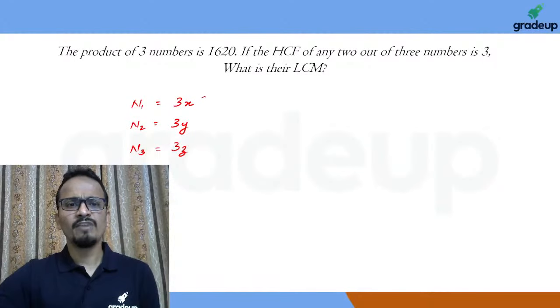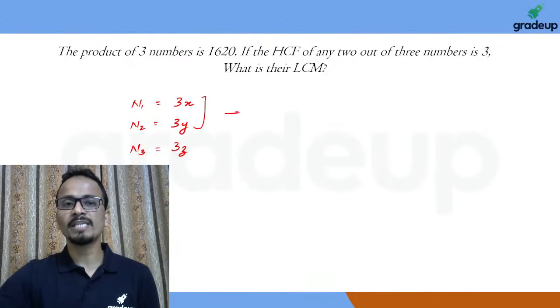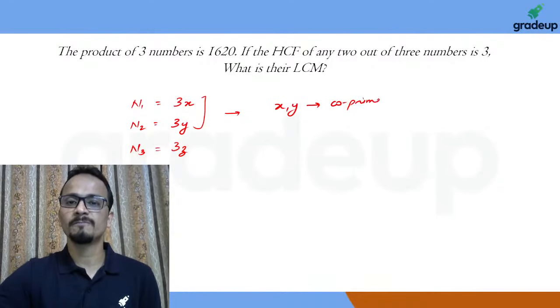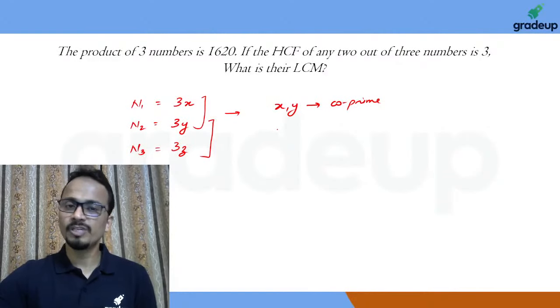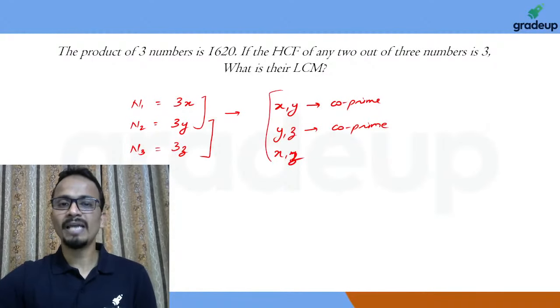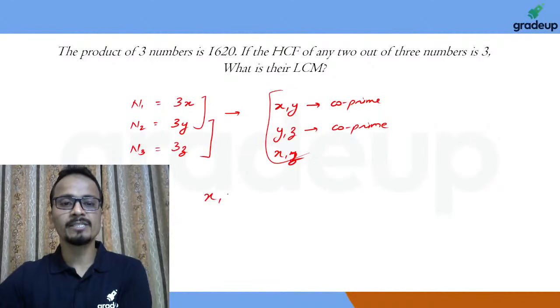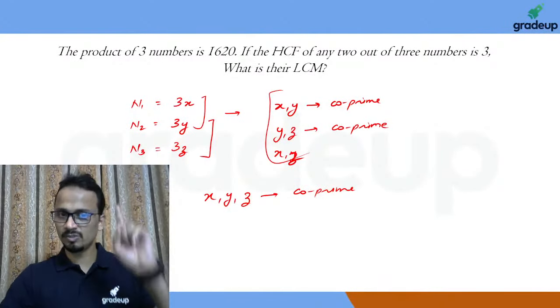Now here, for N1 and N2, their HCF is 3. So I can say that x and y will be co-prime with respect to each other. Also, the HCF of N2 and N3 is 3, so y and z will be co-prime. And so do x and z. So I can combine these three statements and say that x, y and z will be co-prime with respect to each other.